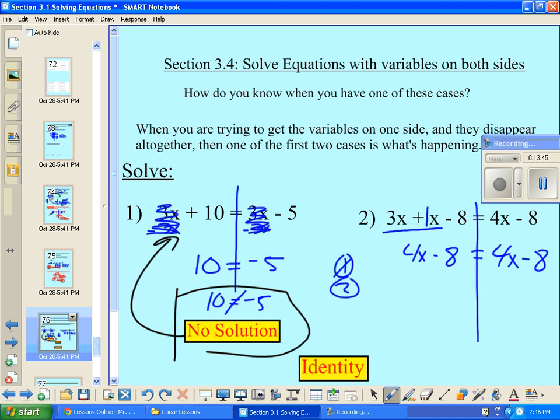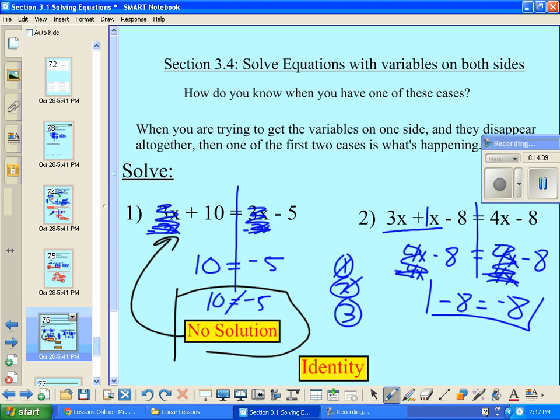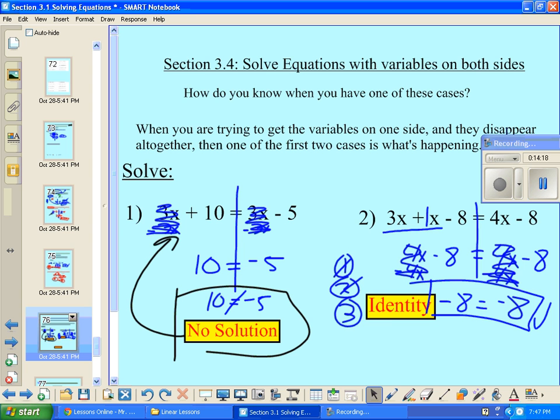Again, maybe you noticed something. I've done my collect like terms. Now I'm going to try to get the variables on one side. I could think about eliminating them from the left side, so I subtract 4x. I'll do that to the right side too. And what do you know, on both sides they end up canceling out. Since I've canceled all my variables, I'm left with negative 8 equals negative 8. As I look at that, that is true. Negative 8 does equal negative 8. It's the same number. So you could write identity as the answer.